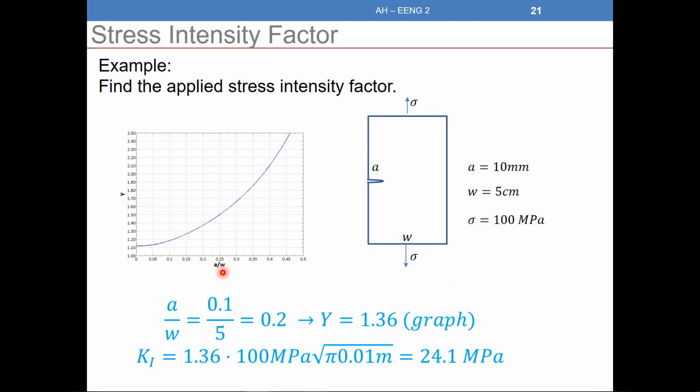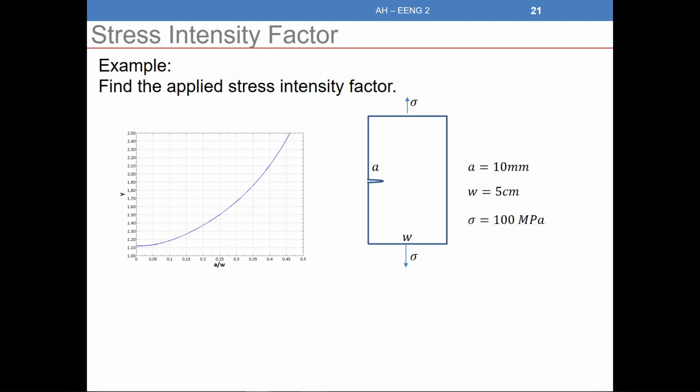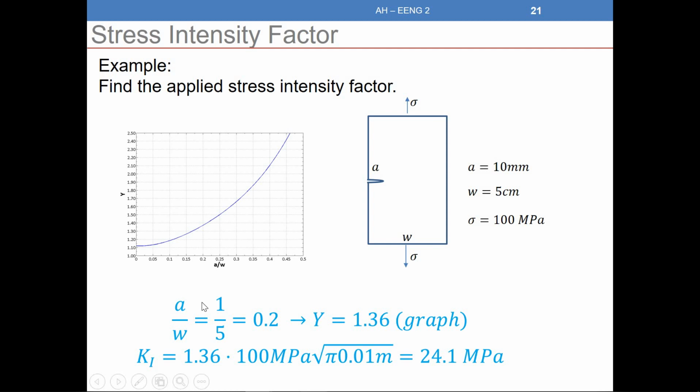So this graph, we need to find a over W. So the a over W is 0.1 centimeter over 5, so 0.2. So this is 1.5. Let's correct it. So 1 centimeter over 5 centimeters, 0.2. So we come here to the graph 0.2. We find the corresponding value of Y, 1.36.